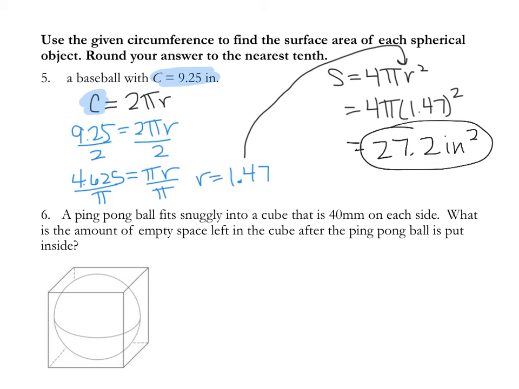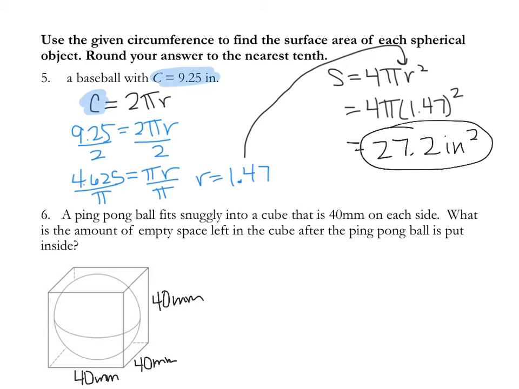Okay? And then number 6, we are talking about a ping pong ball. It says a ping pong ball fits snugly inside a cube that's 40 millimeters on each side. What is the amount of empty space left in the cube after the ping pong ball is put inside? So I'm going to fill in. We know these are 40 millimeters since if it's a cube it means it's equal on all 3 sides. So we know it's 40 by 40 by 40. And we need to know the empty space.